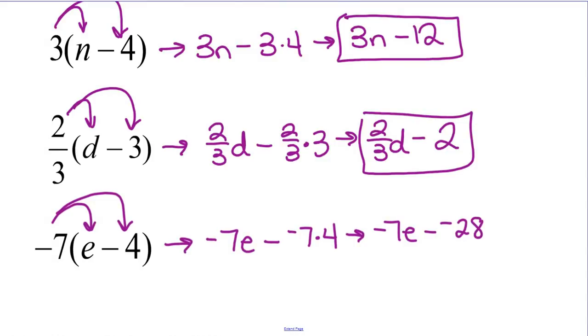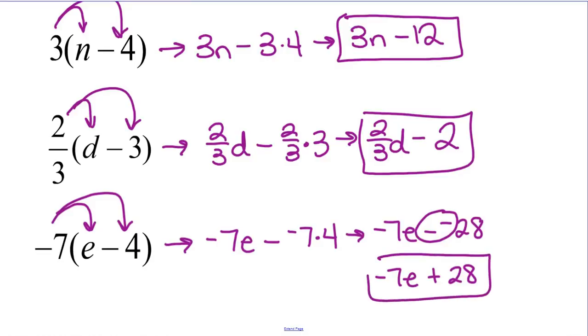Now that's fine, just like that. That's equivalent, but we don't really like this double negative hanging out in here. And remember that subtracting a negative is like addition. So I'm going to simplify this one step further. -7e plus 28. These are equivalent expressions here, but the one on the bottom that I have in the box is a much better way to write that. We like to avoid double negatives.